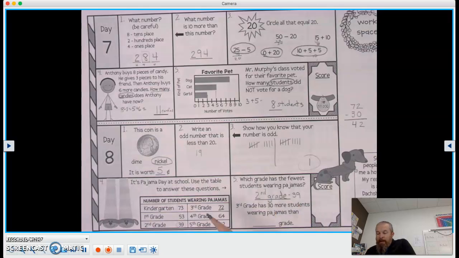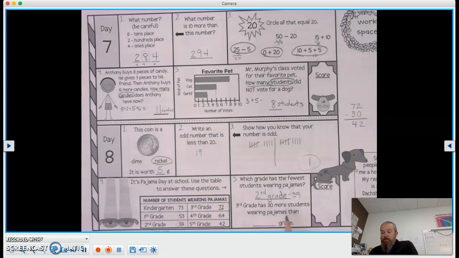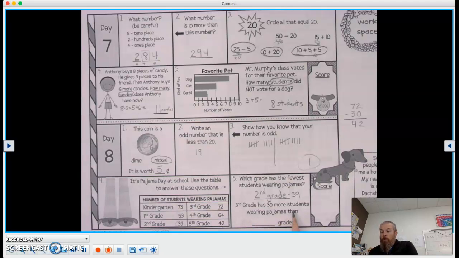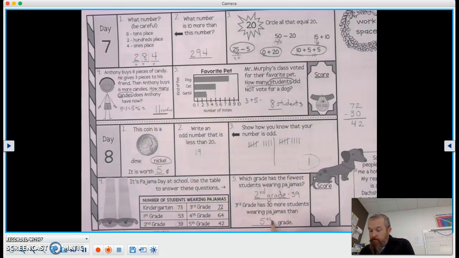So which grade has 42 students? There, I see 42. 5th grade. So 3rd grade has 30 more students wearing pajamas than 5th grade.